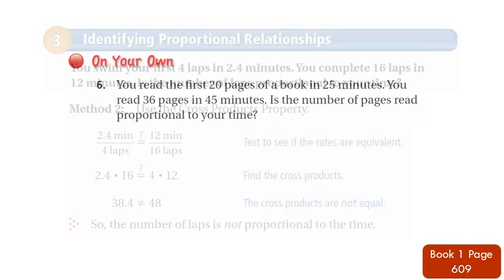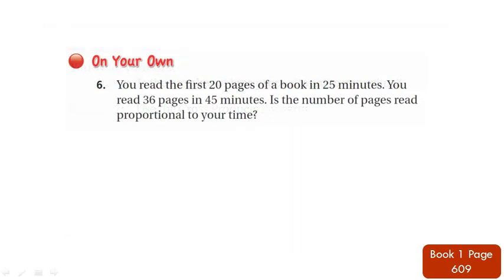Let's continue. On your own now, let's see if you can set up a proportion and figure out if these two ratios are proportional. You read the first 20 pages of a book in 25 minutes. You read 36 pages in 45 minutes. Is the number of pages read proportional to your time? Go ahead and pause the video and try and discover the answer working on your own. Then proceed to resume the video once you've completed the task.